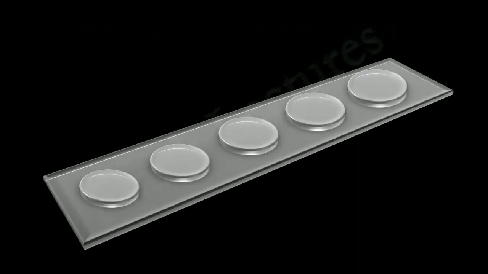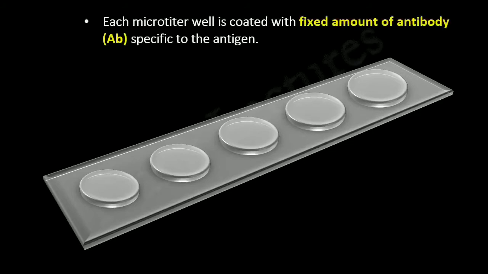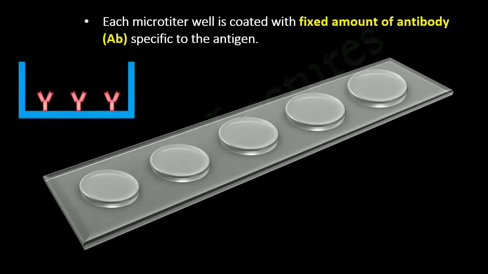First, we take a microtiter plate. To keep this illustration simple, we are showing only 5 microtiter wells. In each well we will immobilize a fixed amount of antibodies specific to the test antigen. Let's say 3 antibodies are fixed in each microtiter well. Thus, concentration of antibody is constant in all these wells.